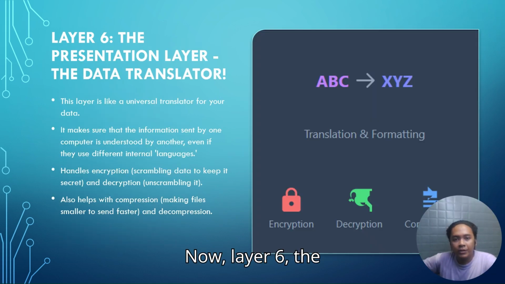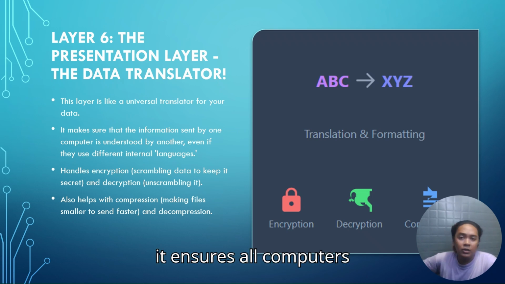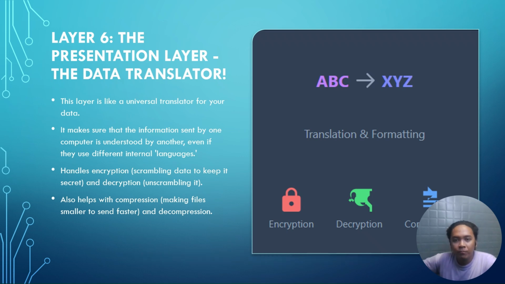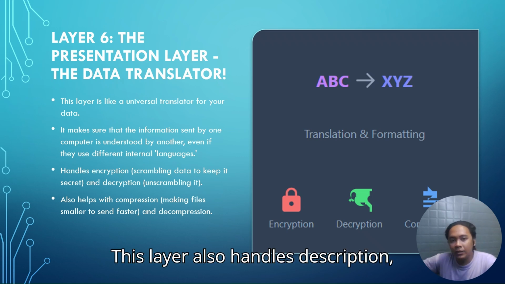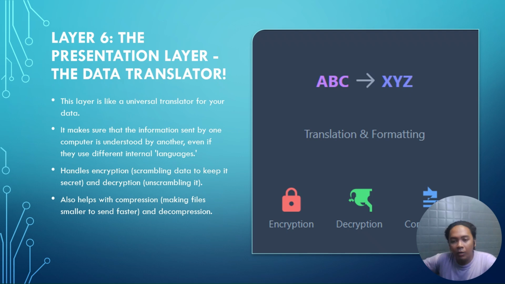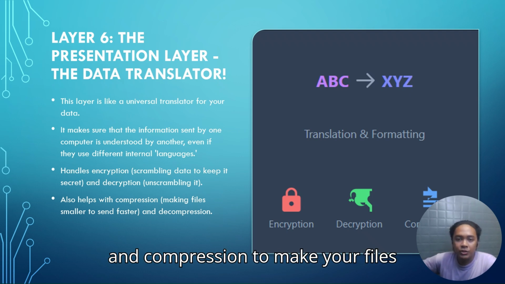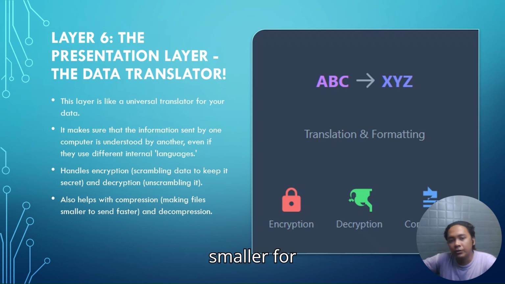Now, layer 6, the presentation layer, our data translator. It ensures all computers understand the data format. This layer also handles encryption for security, and compression to make your files smaller for faster sending.